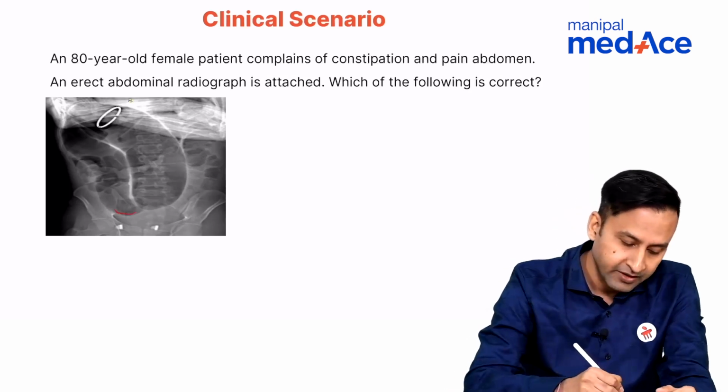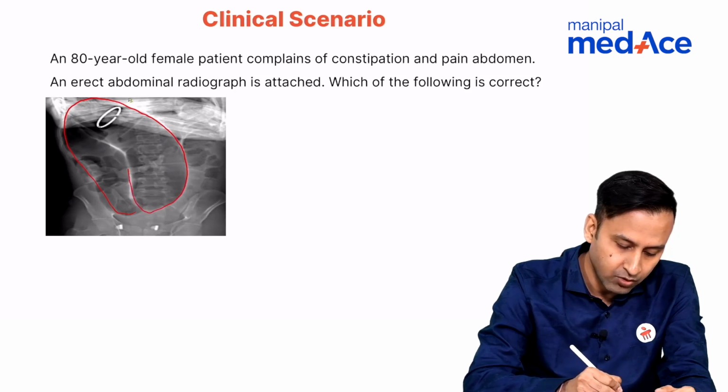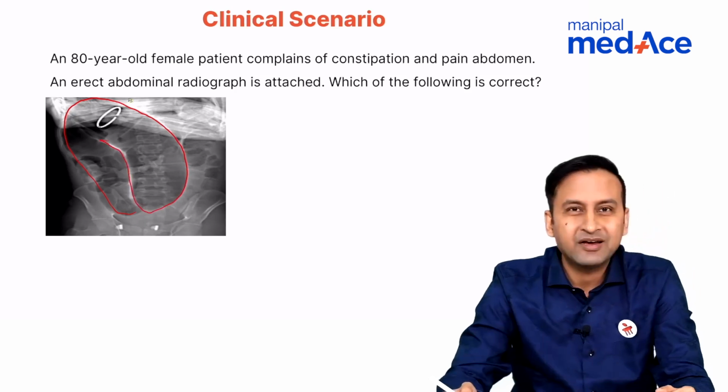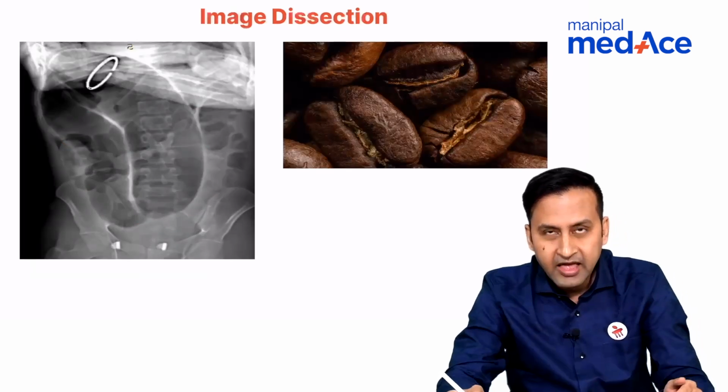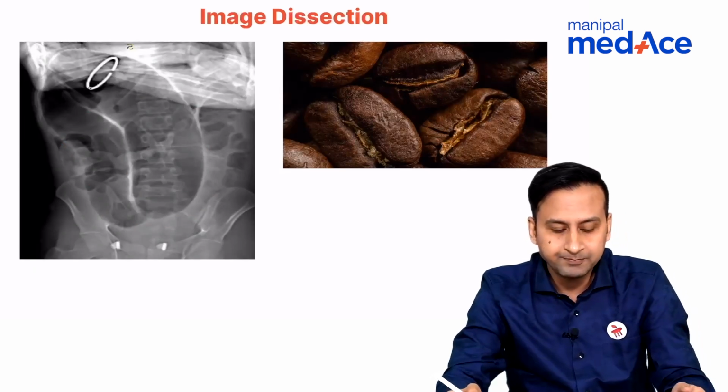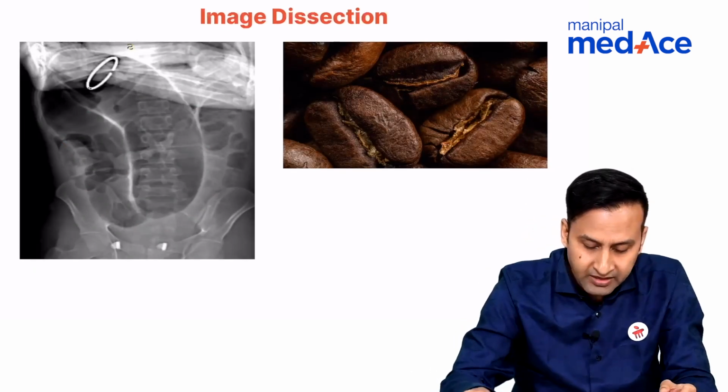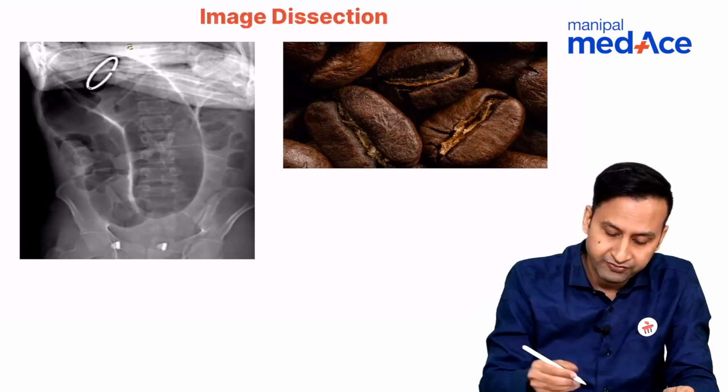It is a very largely dilated bowel loop which is gas filled, and it is typically appearing like a coffee bean. So this is called the coffee bean sign. And where do we find this coffee bean sign? Let's try to dissect. Now this is a classical case of sigmoid volvulus.